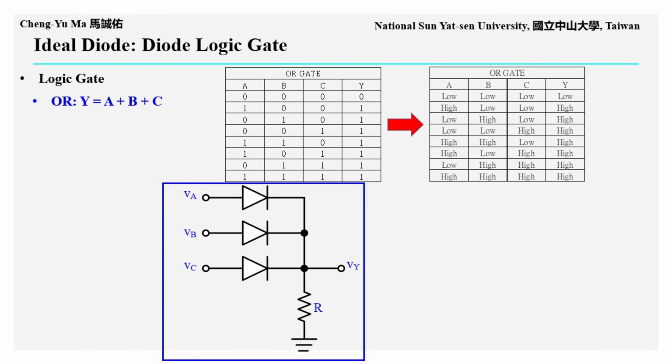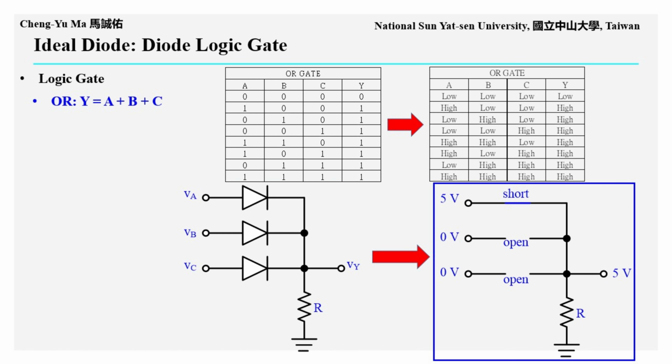When any one of the input voltages, VA, VB, or VC, is high, the corresponding diode becomes forward biased and conducts. This pulls the output voltage VY to a high level. Only when all three input voltages are low, at 0 volts, does the output voltage remain at the low level of 0 volts.